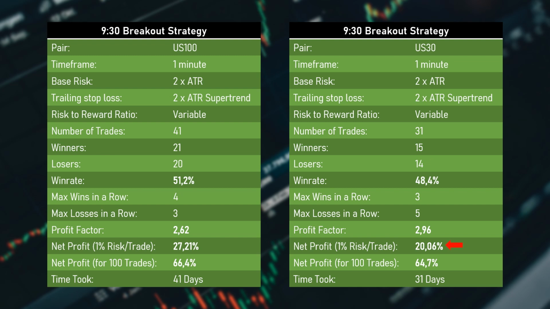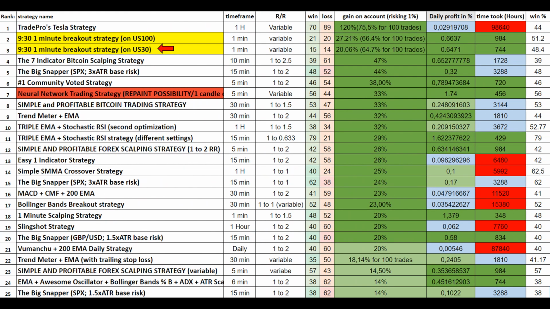As you can see, these results were achieved by only 31 trades with a 1% risk per trade. If we do the same thing as we did before, so we project the results to 100 trades, expecting the same results, we would have got a 64.7% net profit, which puts this strategy to the 3rd place on our strategy ranking sheet based on net profit after 100 trades.